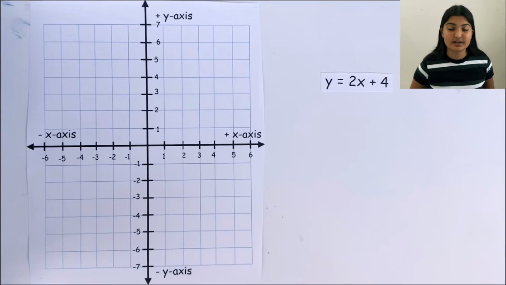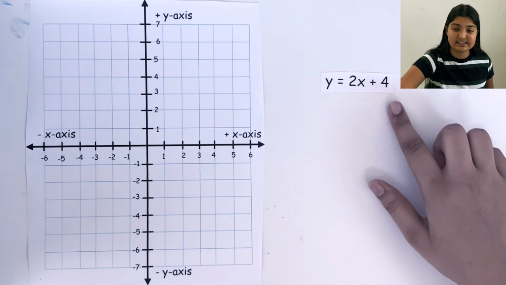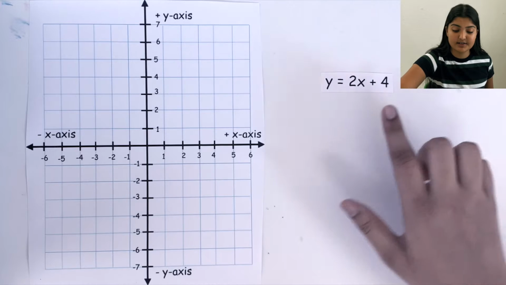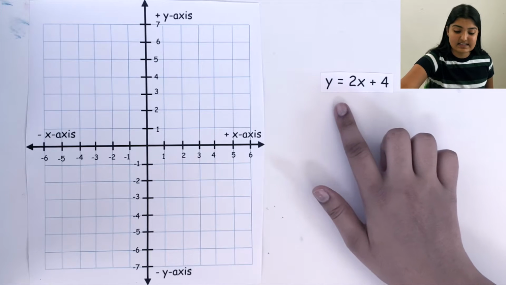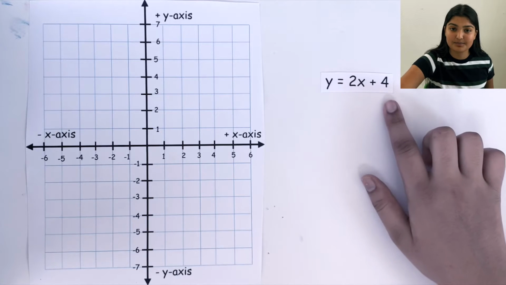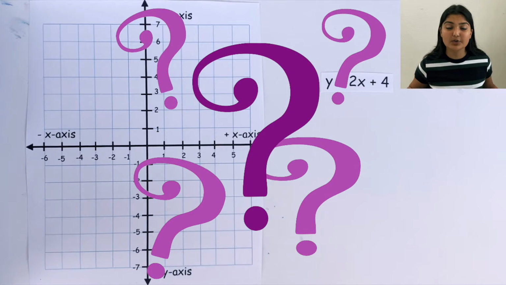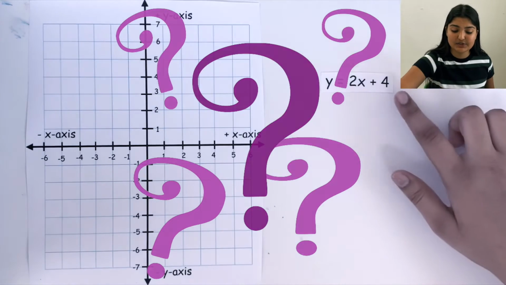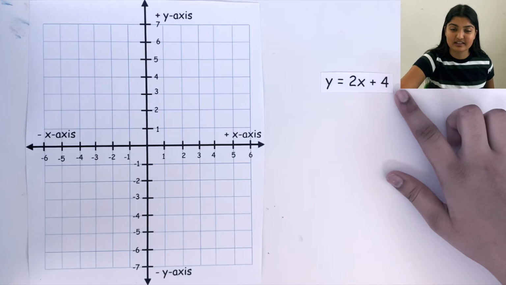video, we wrote graphs using an equation. So today, let's build on this a little further by looking at a few examples. We're given this equation: y is equal to 2x plus 4. So how can we graph a line using this equation?